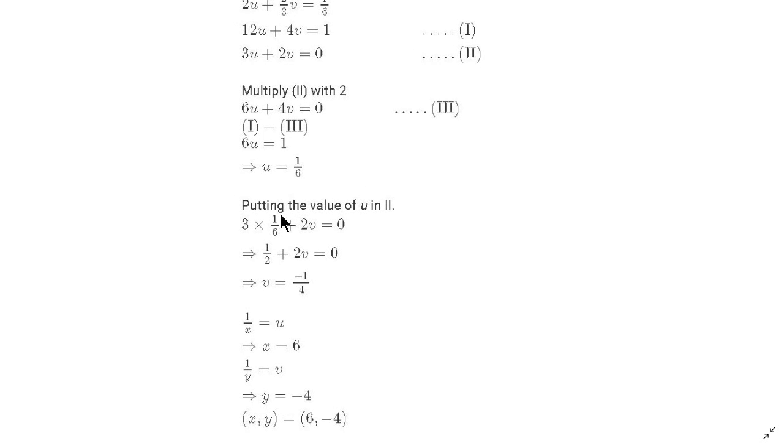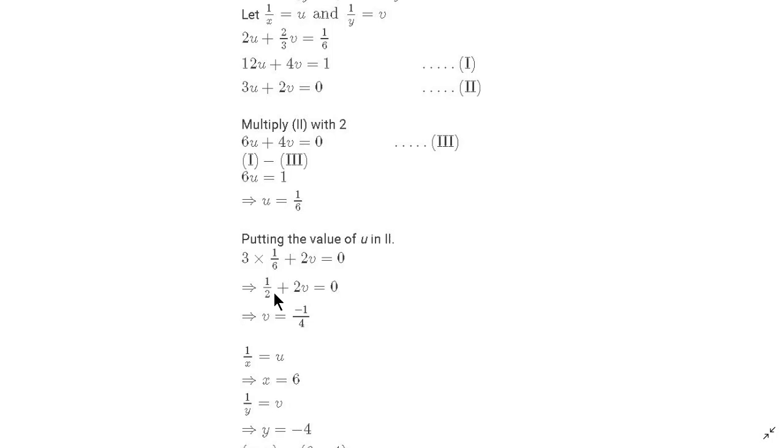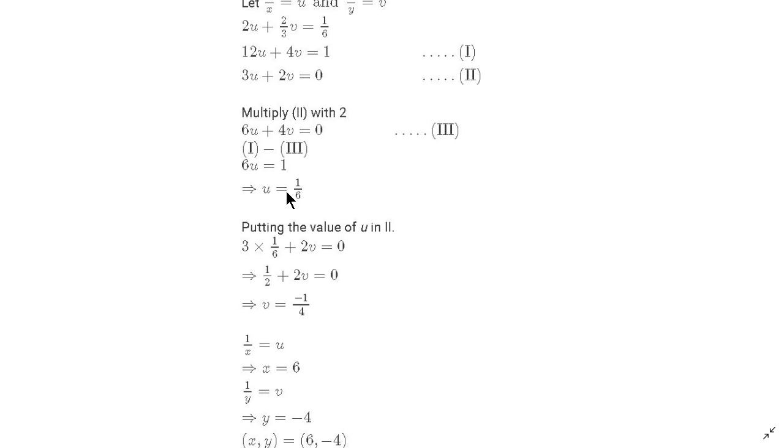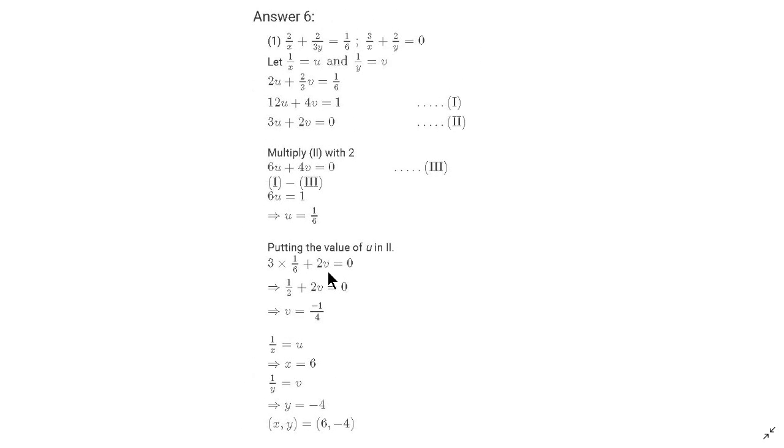Similarly, find the value of v after putting this value in either of these equations, right? Find the value of v, and then return u and v to x and y. 1 upon x was u, so u is 1 upon 6, so x is 6 and y is minus 4. So this is the answer we want.